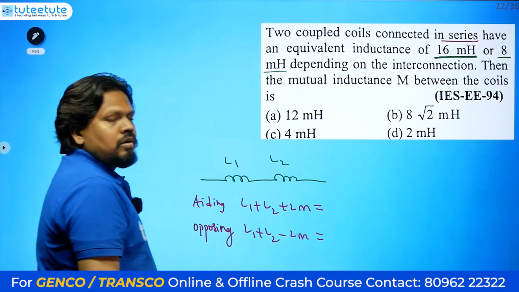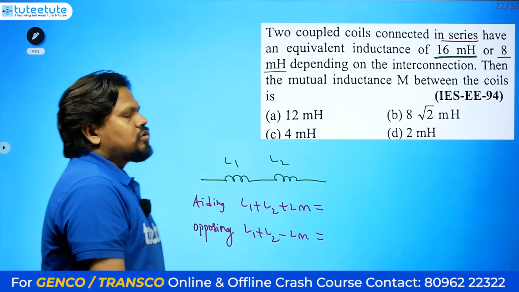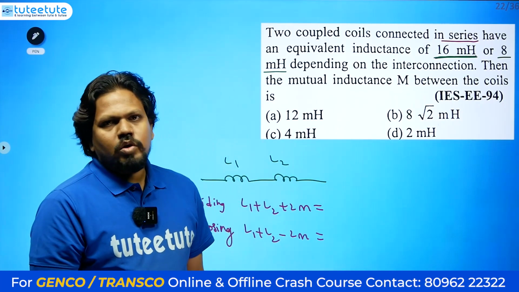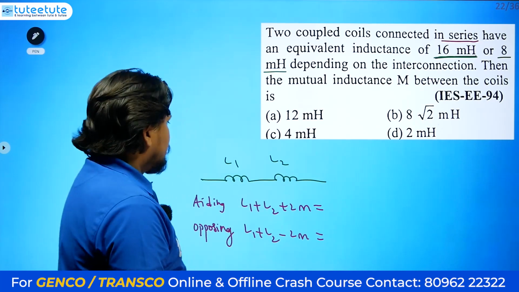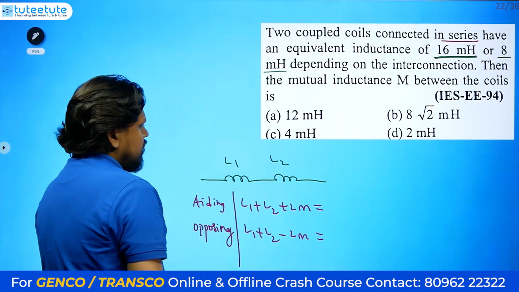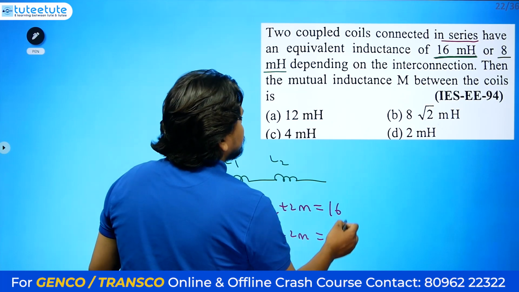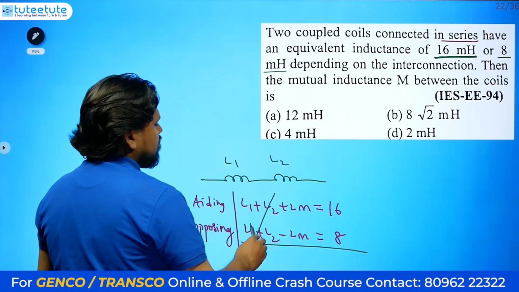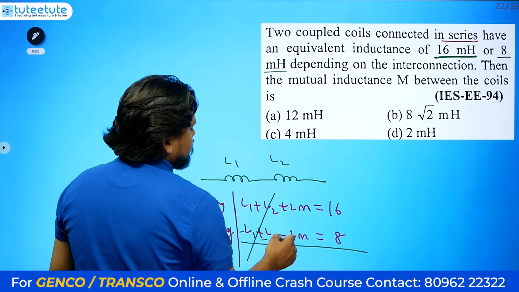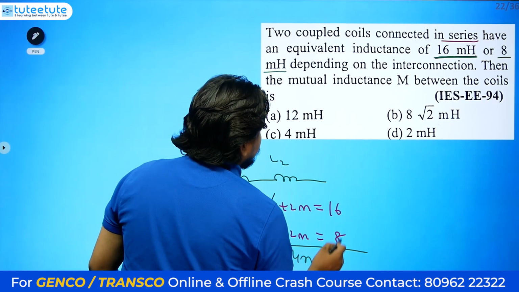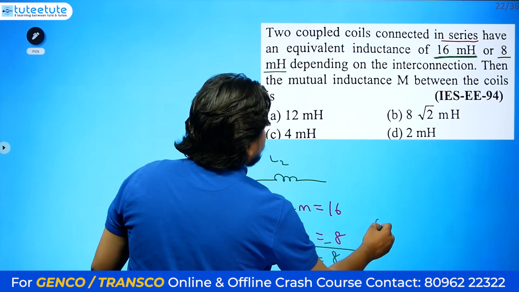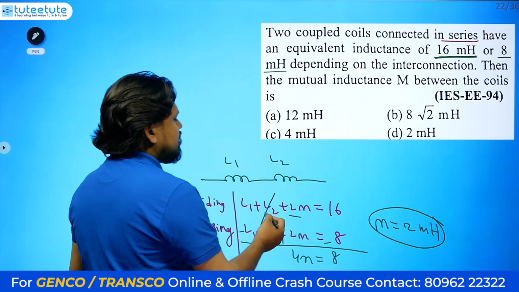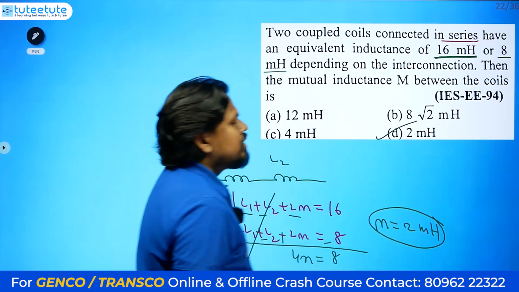I have given this for the parallel interconnection also, for coupled circuits. This is an old engineering services question, but even now this kind of question is possible. In one case we are getting 16 millihenry, in another case 8 millihenry. Whenever you take these two, we don't add, we subtract. If you subtract, then you will get 4M equals 8, so the mutual inductance will be 2 millihenry. It is in millihenry because the other quantities are also in millihenry.